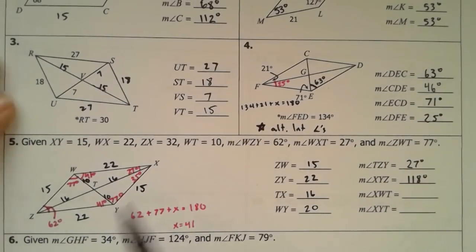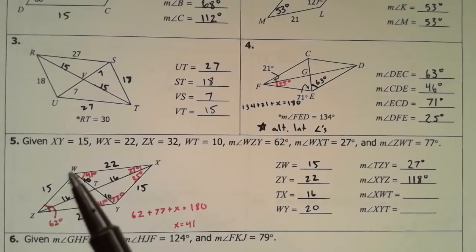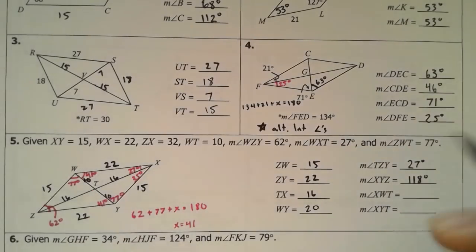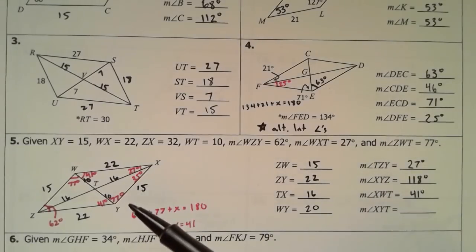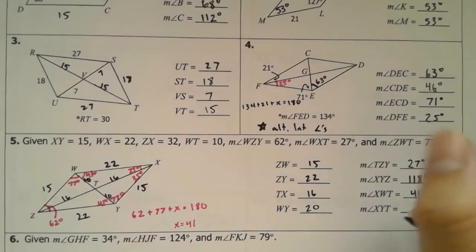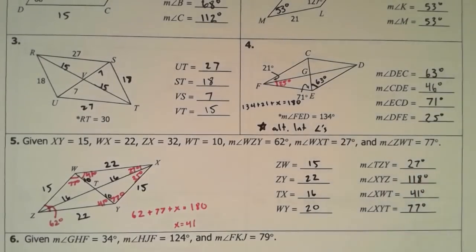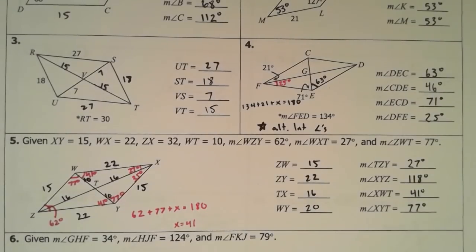XWT, here's XWT, the small one here, we already have it, it's 41 degrees. XYT, getting mixed up with the letters here. So XYT is this angle here. We already have it as well. It's 77 degrees. Okay, and that wraps up number 5.